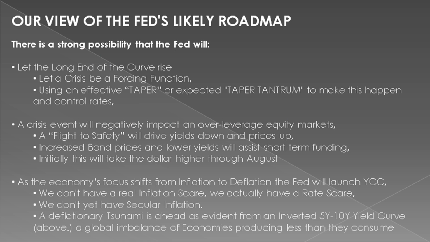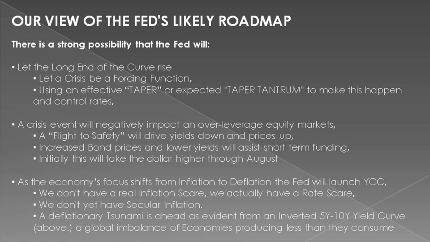Let a crisis be a forcing function, using an effective taper or expected taper tantrum to make this happen and control rates. A crisis event will negatively impact an over-leveraged equity market. A flight to safety will drive yields down and prices up. Increased bond prices and lower yield will assist short-term funding. Initially, this will take the dollar higher through August.